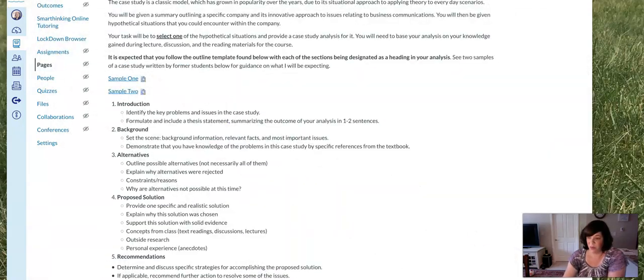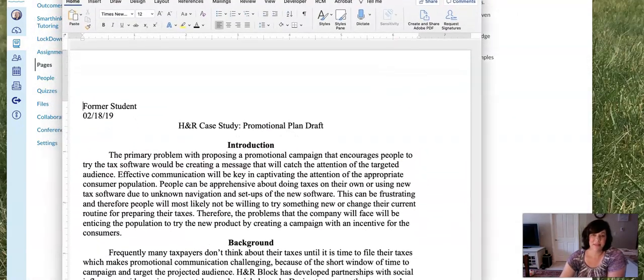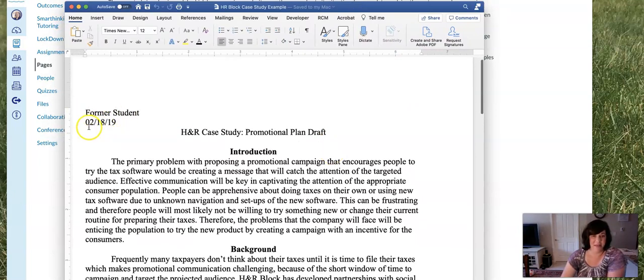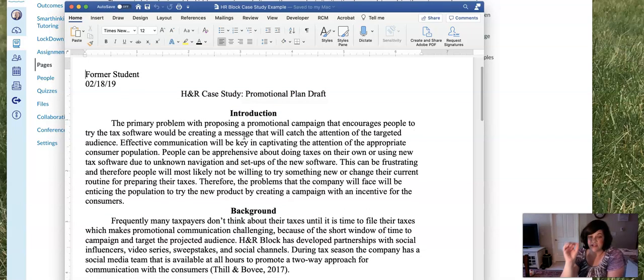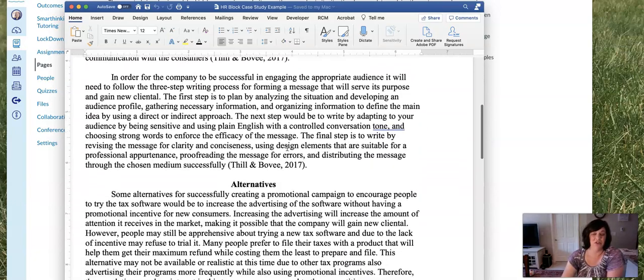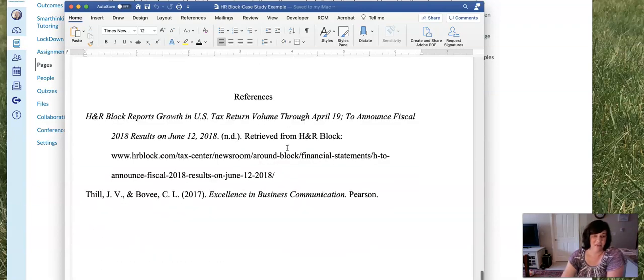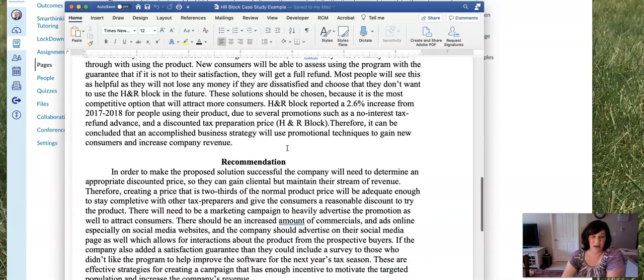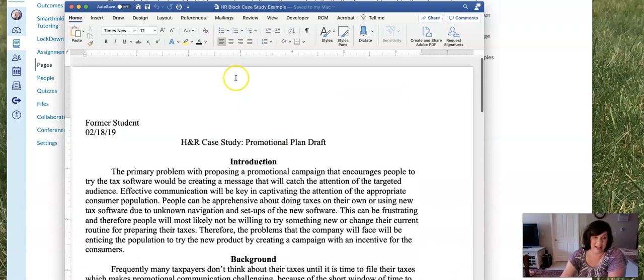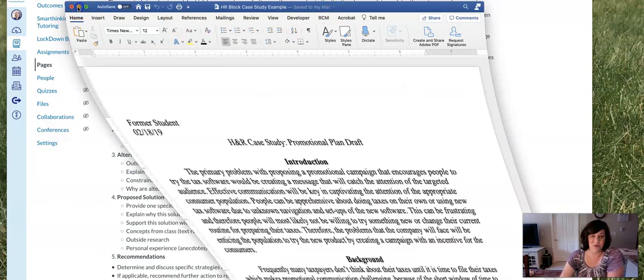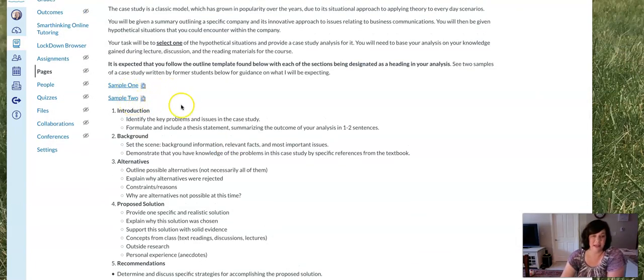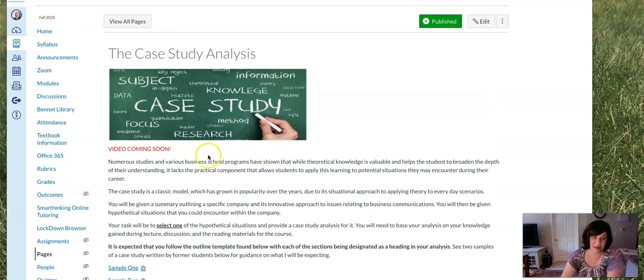Let me show you another one. Again, this person has their name, the date, H&R case study, and then they gave a little title for the scenario that they chose. But this person chose to do very simple headings: introduction, background, alternatives, proposed solution, recommendation, and they have their references. So this is what your case study should look like. Again, these 2 examples are sample 1 and sample 2 on the case study page here.